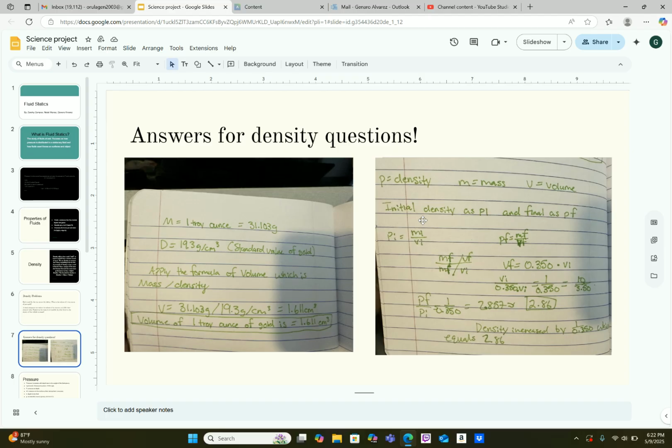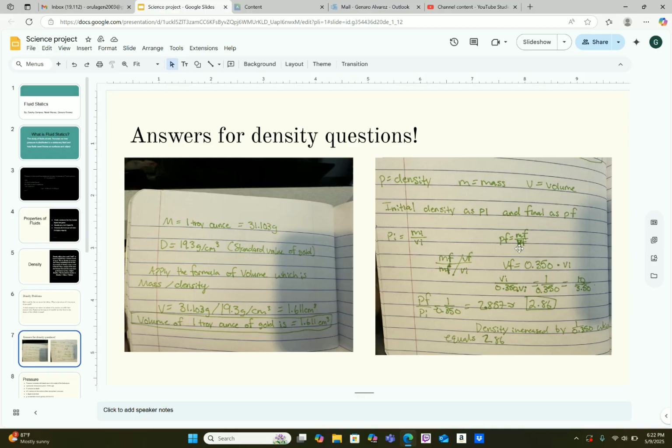Here we're going to be talking about initial density as well as final density, which is why we have the PI, which is initial, and PF, which is final. Here's an equation that you'll see: PI equals MI over VI, which is initial mass and initial volume. As well as over here, I wrote it down also: PF equals MF over VF, which is final mass over final volume.